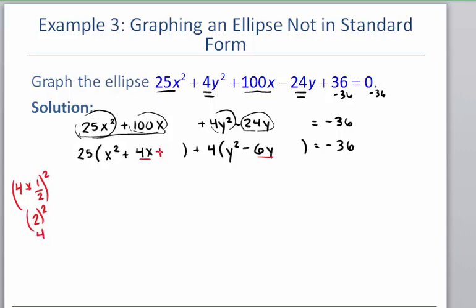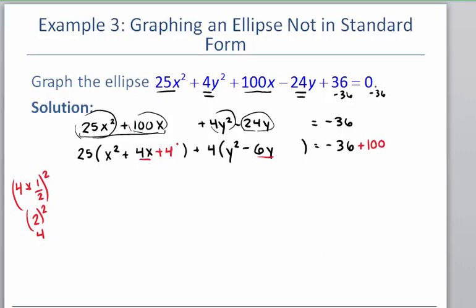So I'm going to add the 4 here, and I want to do the same thing on the other side. Now, keep in mind that this 4 is going to be acted on by the 25 outside the parentheses. So it's not that we just added 4 right here. We actually added 25 times 4. So when I balance on the other side, I need to add 100 because 100 is 25 times 4.